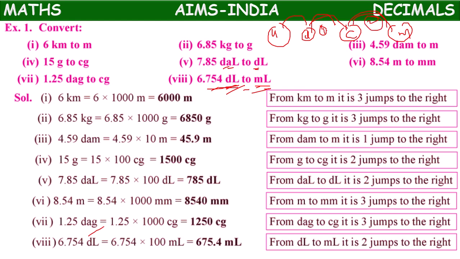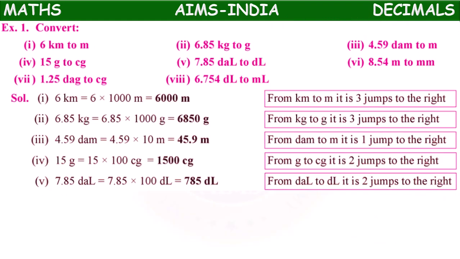2 steps. Means 10 into 10, 100. We have to replace this DL with 100 ml. So 2 zeros are there. Point will move 2 places. 675.4 ml. Okay, children. Like this, we can convert the values from one unit to another unit. Next.